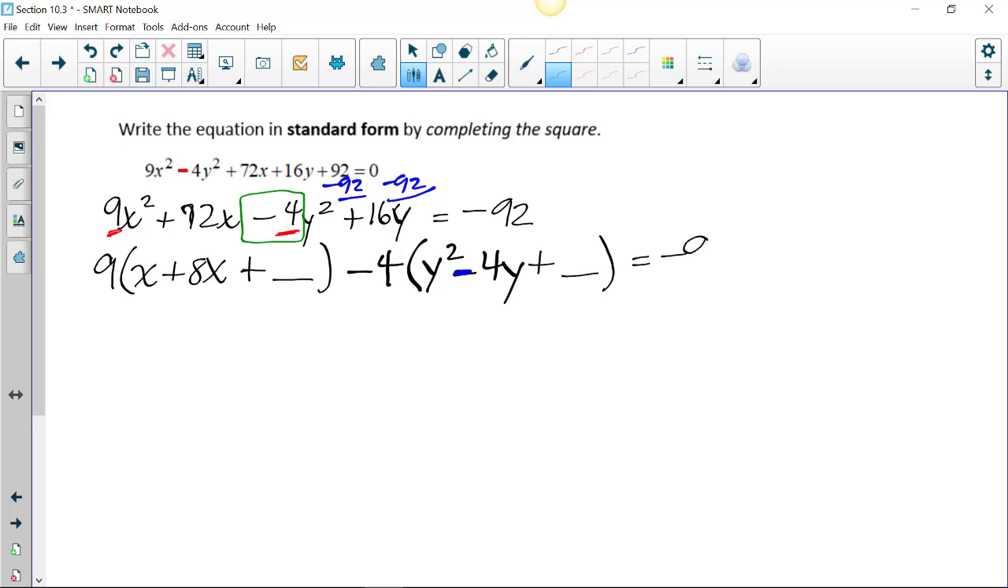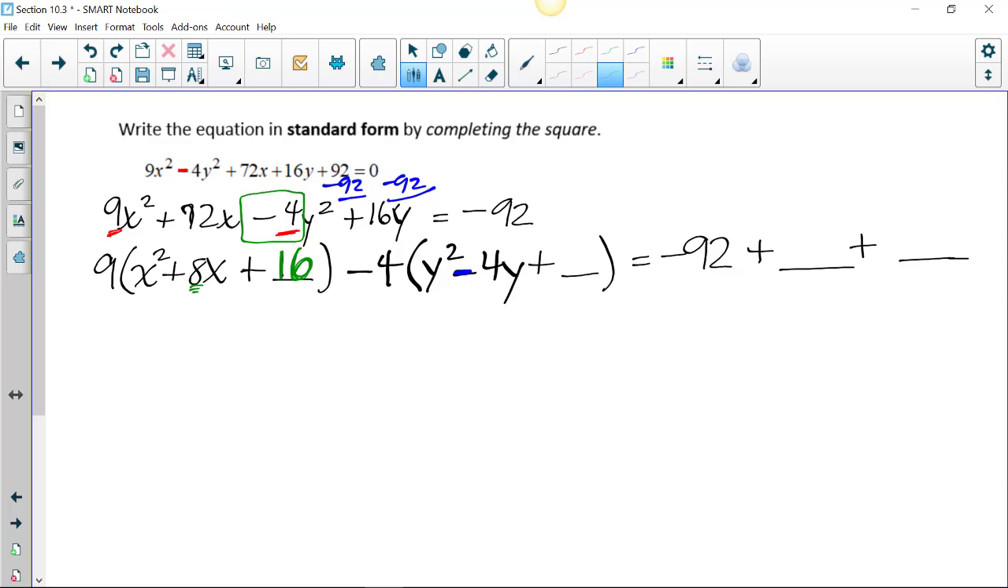And don't forget you're going to add something to the other side, or add whatever you added to the left to the right. Okay, now we're ready to complete the square. Go to the coefficient on the x term, take half of it. Half of 8 is 4. 4 squared is 16. So I'm adding 16.